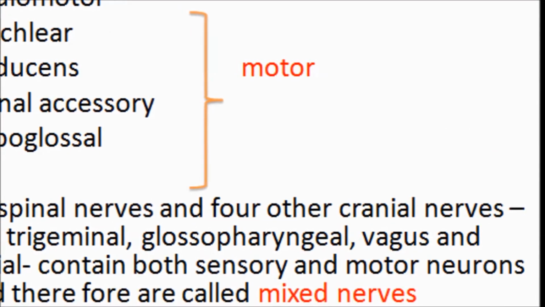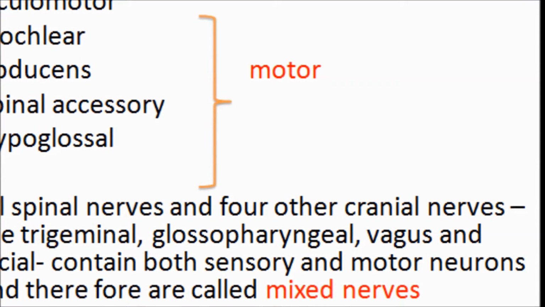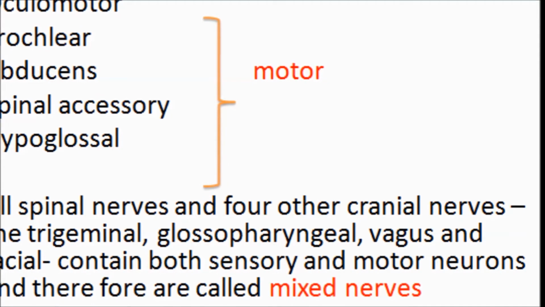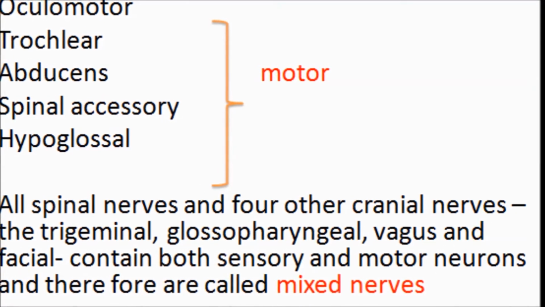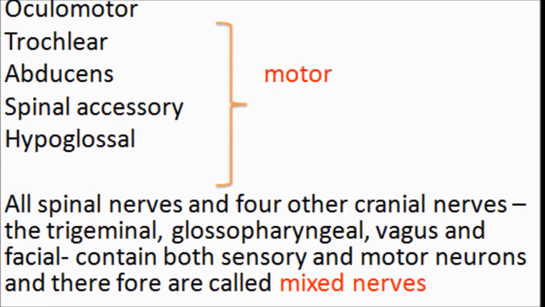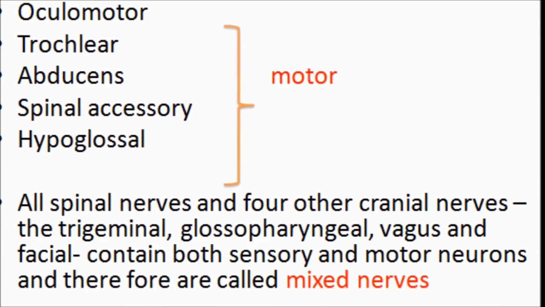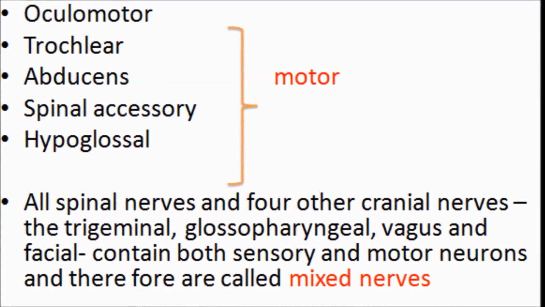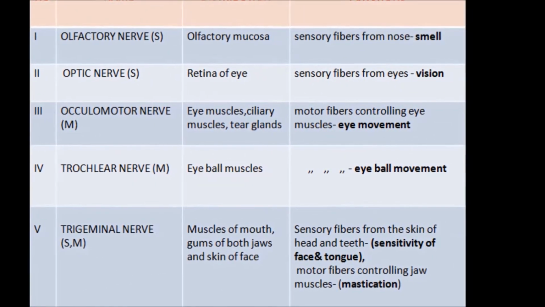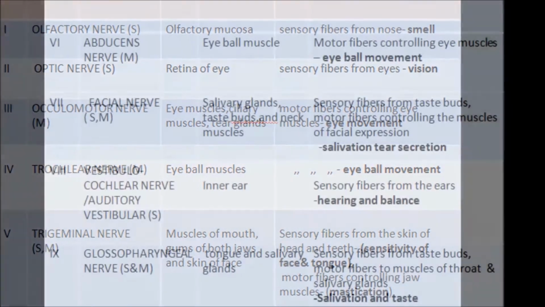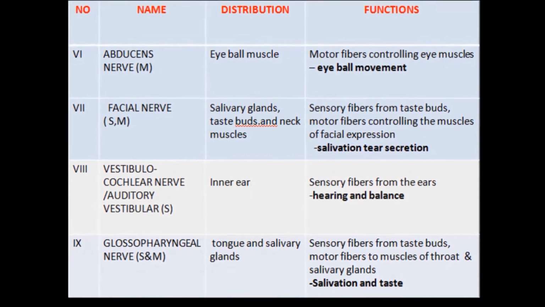Now all the spinal nerves, remember the spinal nerves are 31 in number, and the four other cranial nerves, the trigeminal, glossopharyngeal, vagus and facial, contain both sensory and motor neurons and therefore they are called the mixed nerves. In the next 3 slides, you can find the different cranial nerves and their distribution and functions.